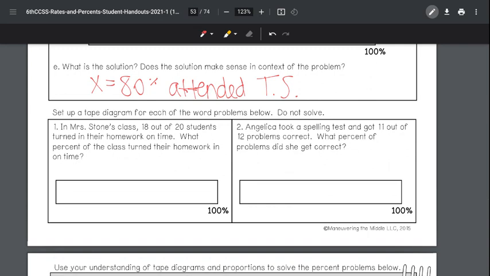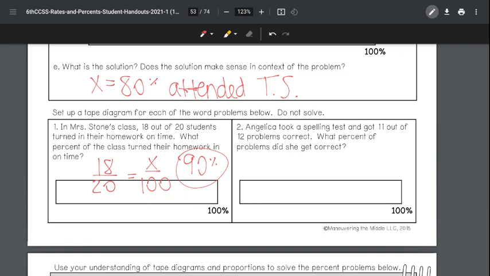Number 1, in Mrs. Stone's class, 18 out of 20 students turned in their homework. What percent of the class turned in their homework on time? There's our proportion set up. Cross multiply and divide. 18 times 100 is 1,800. Divide that by 20. We get 90% of the class turned in their homework on time. 90%.